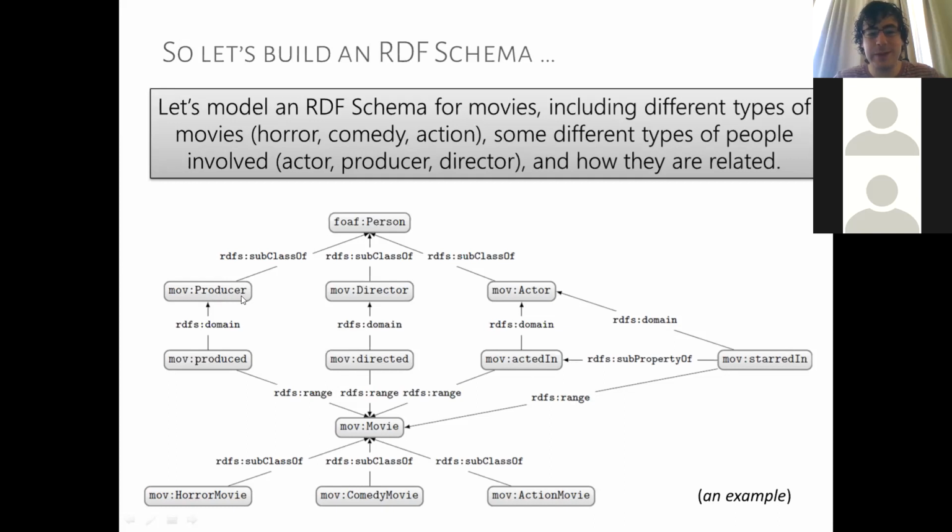For example, maybe we don't like the idea of having to define all these classes of all the roles of all the people. So we could, in that case, just directly connect produced and say that the domain is person, directed person, acted in person. Of course, we could have animals and other things that have directed movies, or of course starred in. So we can have animals that starred in movies.